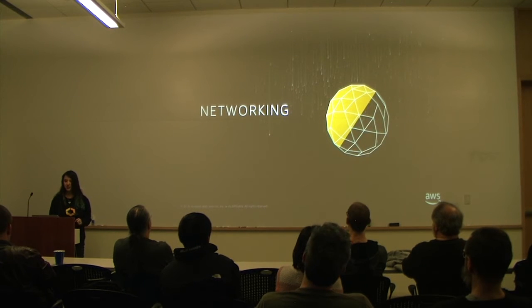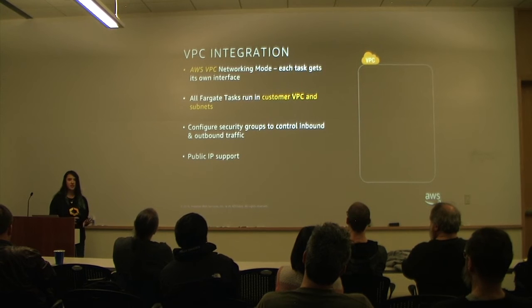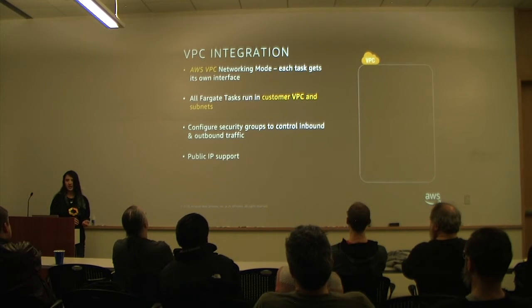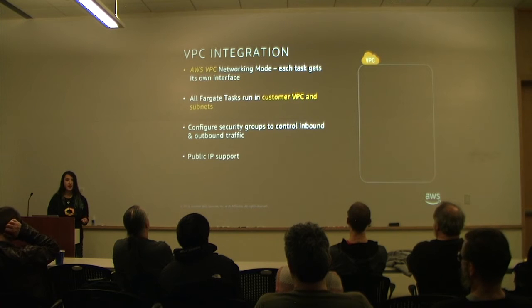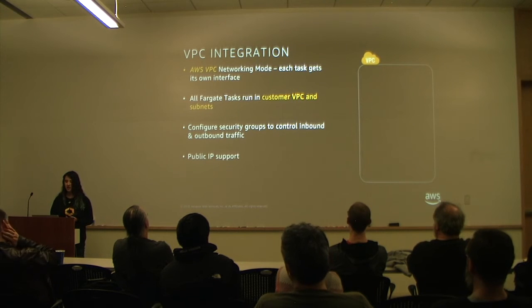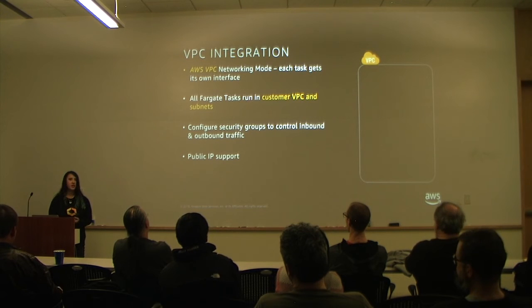Okay, so let's take a look into networking now. I mentioned earlier that there was AWS VPC networking, so that is what Fargate uses. And then you can still take advantage of many of the other powerful features that ECS has, such as the VPC and the security groups. And you can create security groups for each of your tasks.